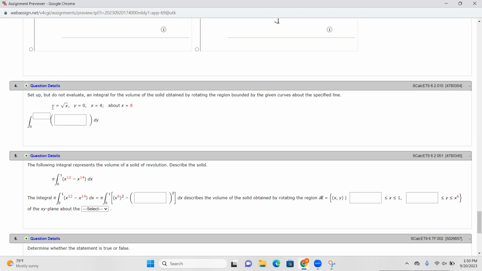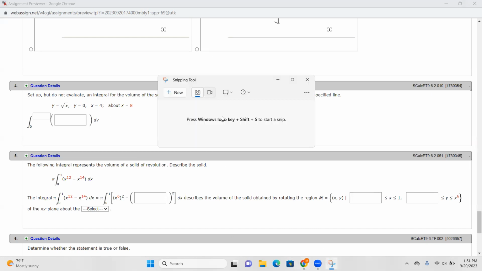And so the functions of y, we're going to have to solve for x equals y squared. So we'll have x equals y squared. That's a parabola shifted on its side. We'll have y equals 0. Let's see, y equals 0 is just a horizontal line. That's the x-axis. And then x equals 4. That's a vertical line. So put this all together.